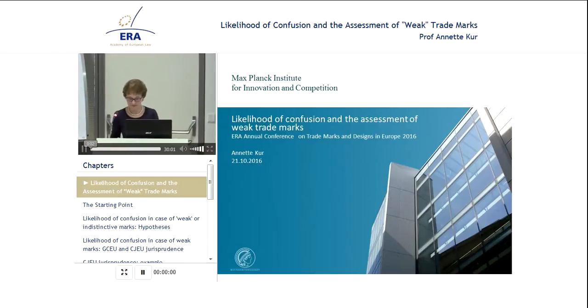Actually, in contrast to Graham, who had to cover such a broad number of things like functionality and limping signs and even marks, I'm going to concentrate just on this one issue: likelihood of confusion in case of weak marks. So I do hope that I can make it short.